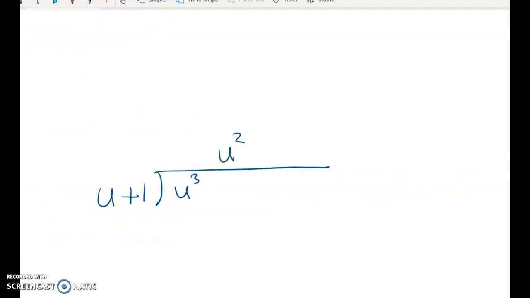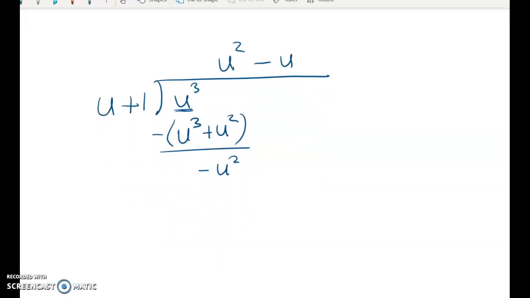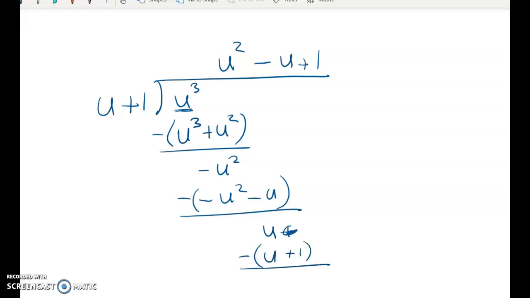I'm going to have u squared to match up the u cubed. That gives me u cubed plus u squared. Subtracting that gives me negative u squared. Now I need to have minus u here, which gives me minus u squared minus u. Subtracting that gives me a plus u. And I've just got u here, and then u plus 1 here. So that gives me negative 1 remainder.